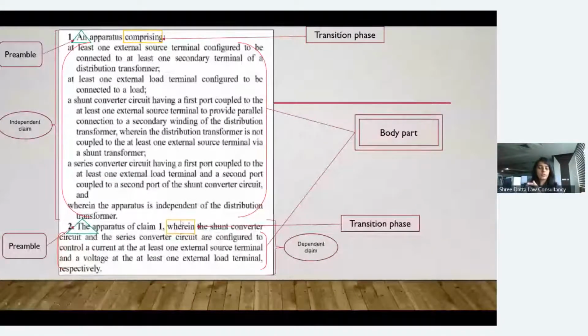Then you have to use the transitional phrase wherein the things which you have given over here can be further defined. So the subject matter will be here only, and then that can be used to define further or more. So this is a dependent claim, and here also only a single full stop will be allowed. Other than that, things will be separated by way of the comma.